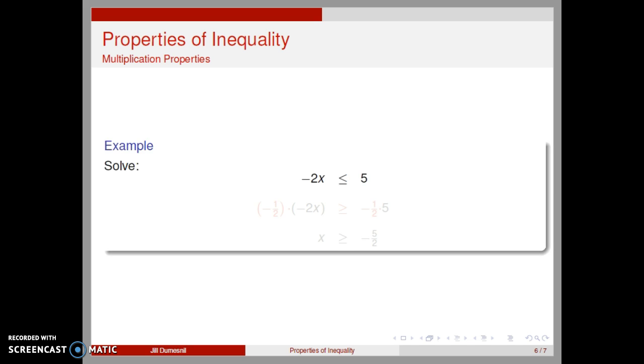To solve the inequality negative 2x is less than or equal to 5, we want to multiply on both sides by negative 1/2. When we multiply by negative 1/2, the inequality sign reverses. Notice that the inequality sign should be reversed as soon as we multiply by the negative quantity. Then x is greater than or equal to negative 5/2.